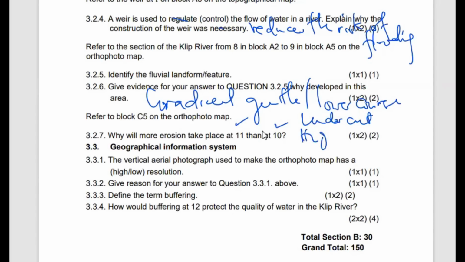Why? Because there is high velocity of water. The high velocity is going to cause more erosion. So the outer bend, if it is the outer bend, it means there will be more erosion. And if it is the inner bend, there will be more deposition. And why there's more deposition is there is less velocity of water on that part of the river.